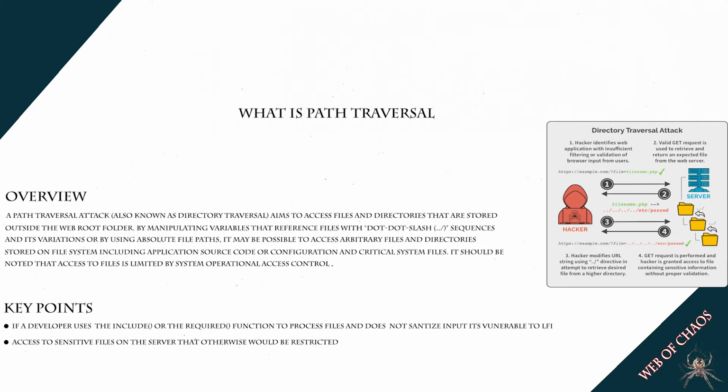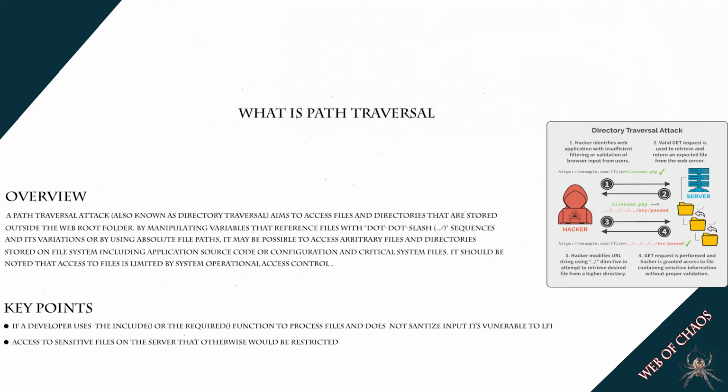On the right, we've got a picture that outlines the steps to perform a path traversal attack. Hacker identifies web application with insufficient filtering or validation of browser input from users. A valid GET request is used to retrieve and return an expected file from the web server. You can see there's a vulnerable parameter named file and a normal file called filename.php. An attacker is injecting an exploit to access the etc password file.